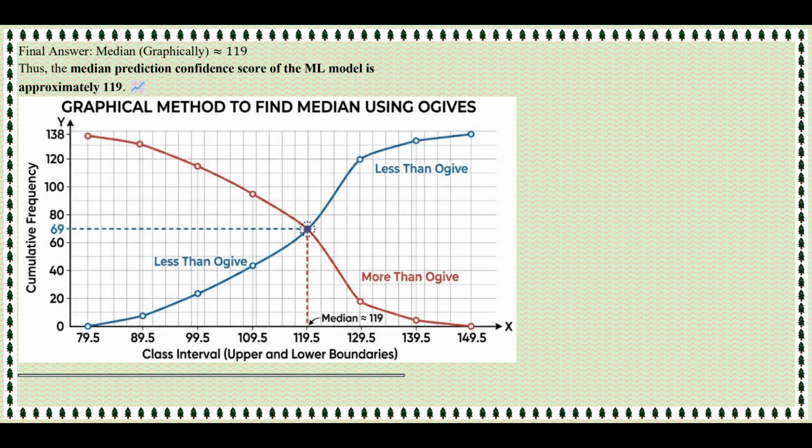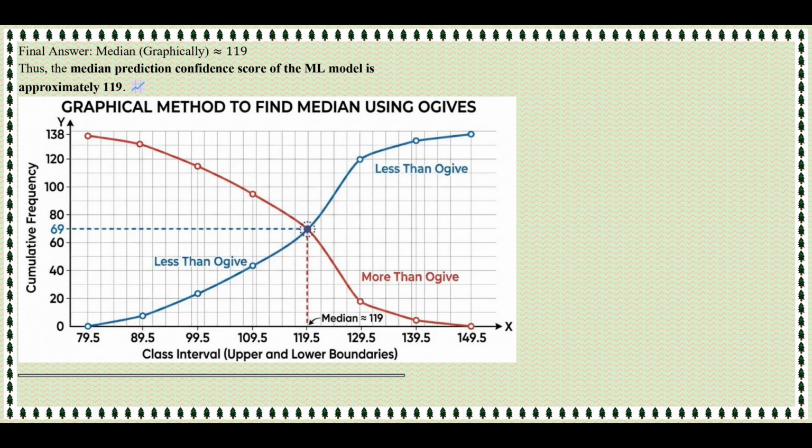Now let us justify this result logically. We know that median lies at position n by 2, which is 69. Now look at cumulative frequencies. The value just greater than 69 is 70, and this corresponds to the class 109.5 to 119.5, so the median must lie inside this class. This matches perfectly with the graphical result we obtained. So both analytical thinking and graphical method agree, and that gives us confidence in our answer.